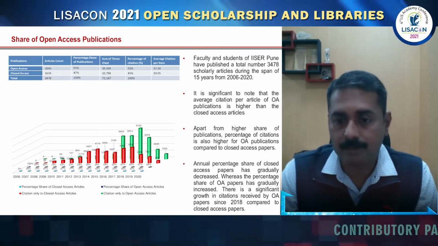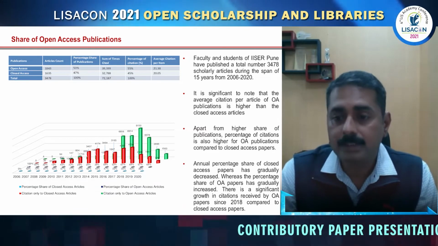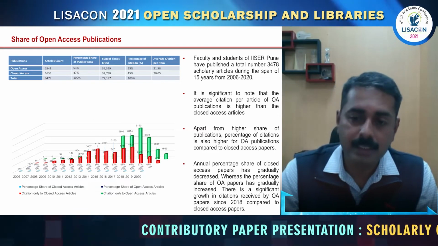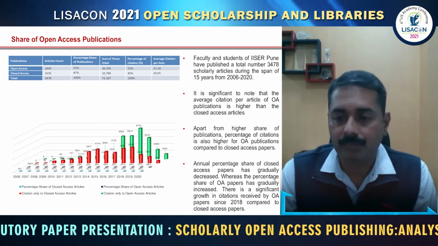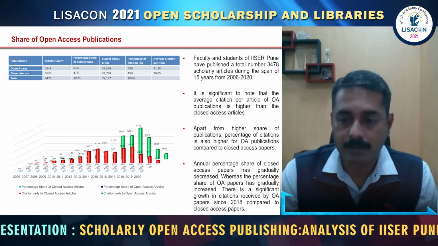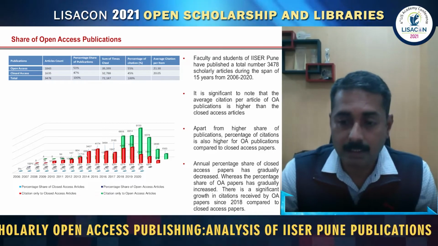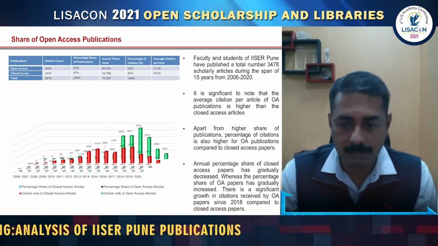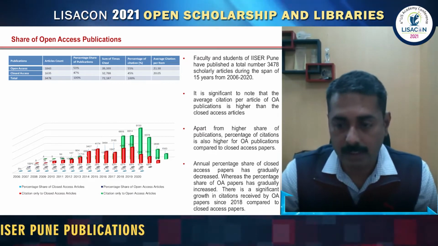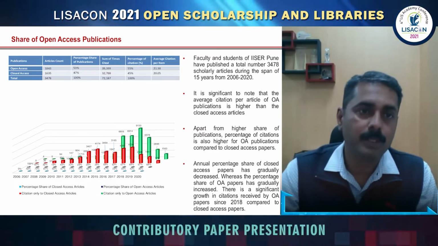So annual percentage share of closed access papers has gradually decreased, whereas the percentage share of open access papers has gradually increased. There is a significant growth in citations received by open access papers since 2018 compared to the closed access papers.